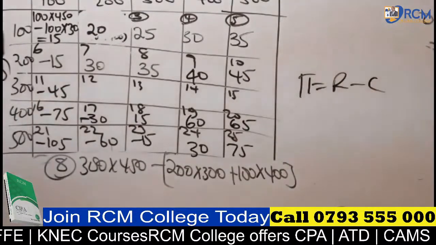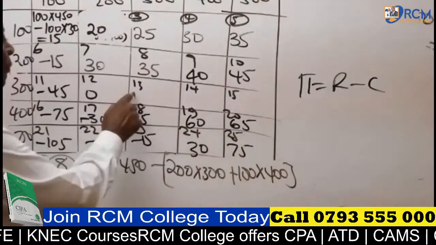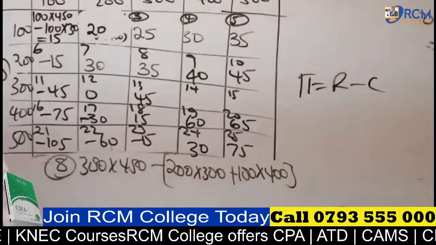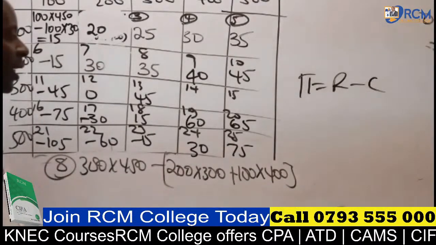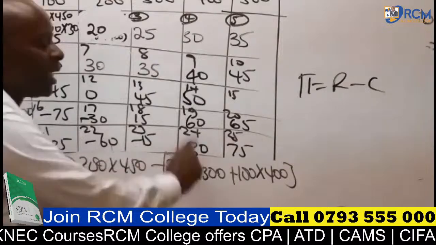Cell 12, I'm being told, is 0. Cell 13, I'm being told, is positive 45. Right, thank you very much. How about cells 14 and 15? Are they 50 and 55? 14 is 50. Lastly, 15 should be 55.